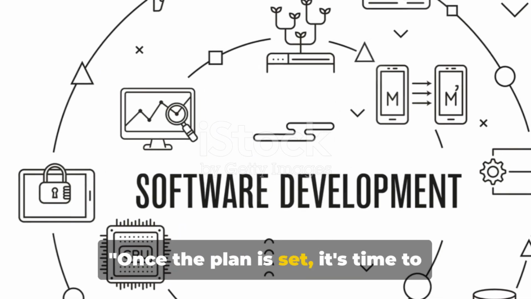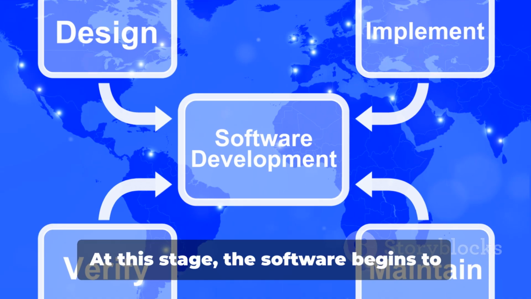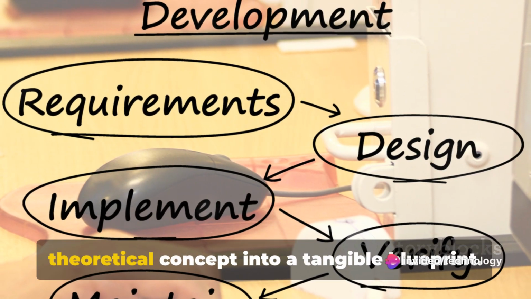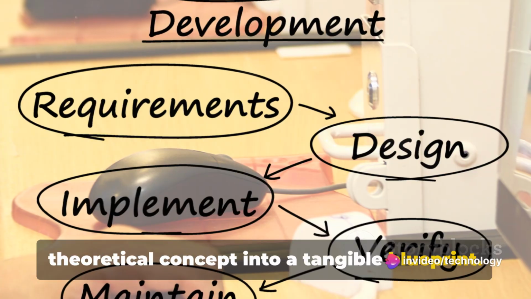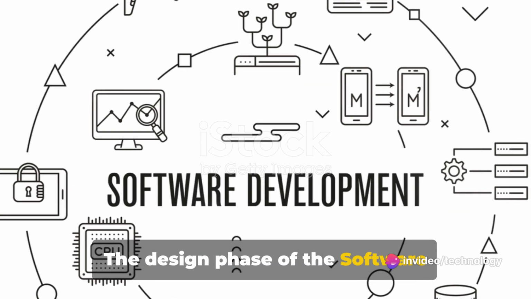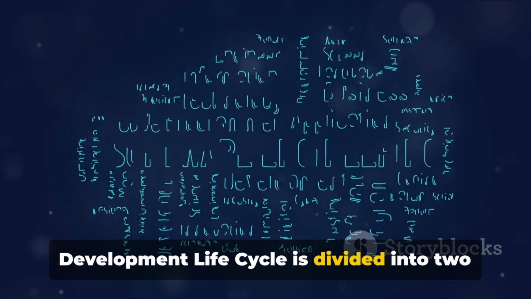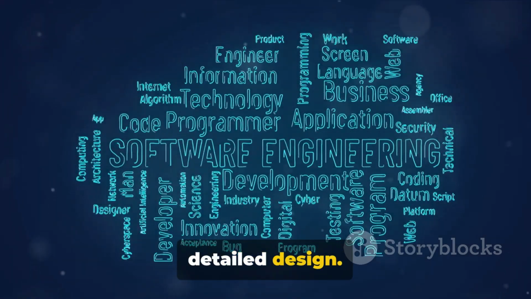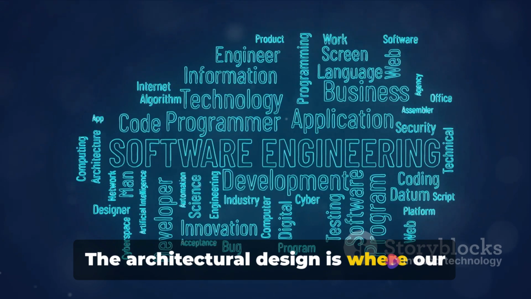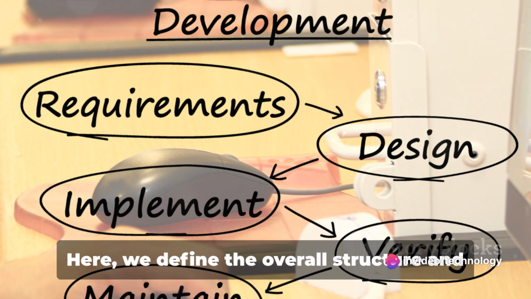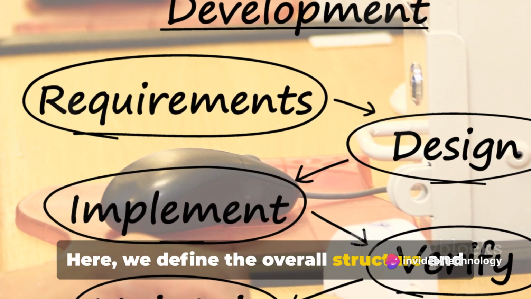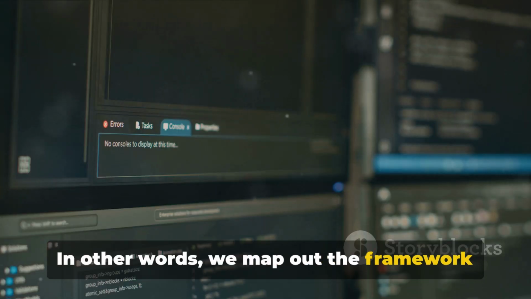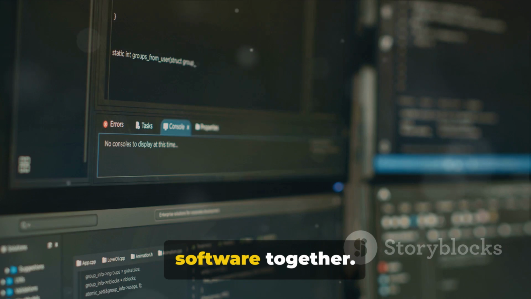Once the plan is set, it's time to design the software. At this stage, the software begins to take shape, transitioning from a theoretical concept into a tangible blueprint. The design phase of the software development lifecycle is divided into two integral parts: architectural design and detailed design. The architectural design is where our software starts to get its backbone. Here, we define the overall structure and components of the software system.